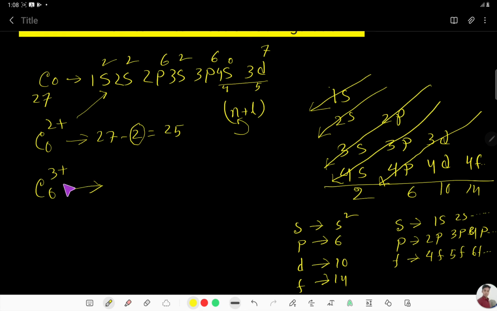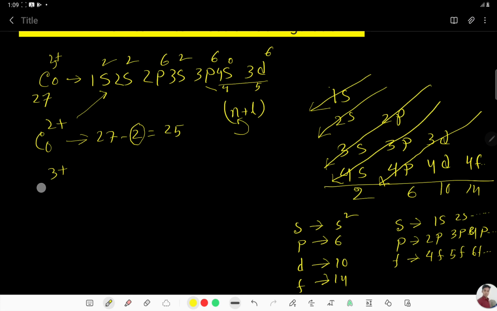So what will be the electron configuration of cobalt 3 plus? So you need to delete one more electron from here. So that is why here you have to remove an electron from here. That is, here you will have 6. Now this is the electron configuration of cobalt 3 plus.